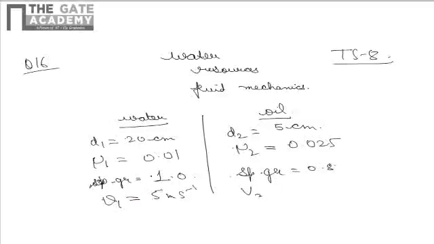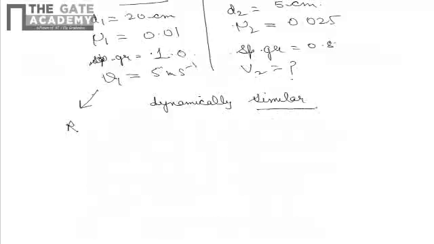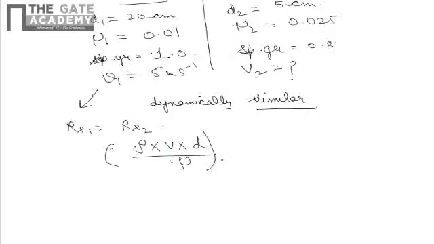And in this question it is asked what is the flow velocity of oil if pipes are dynamically similar. Now if pipes are dynamically similar, Reynolds number of pipe 1 should be equal to Reynolds number of pipe 2, and Reynolds number is given by rho into V into characteristic length, which will be diameter in case of pipe, divided by mu, for pipe 1 should be equal to rho into V into D divided by mu for pipe 2.